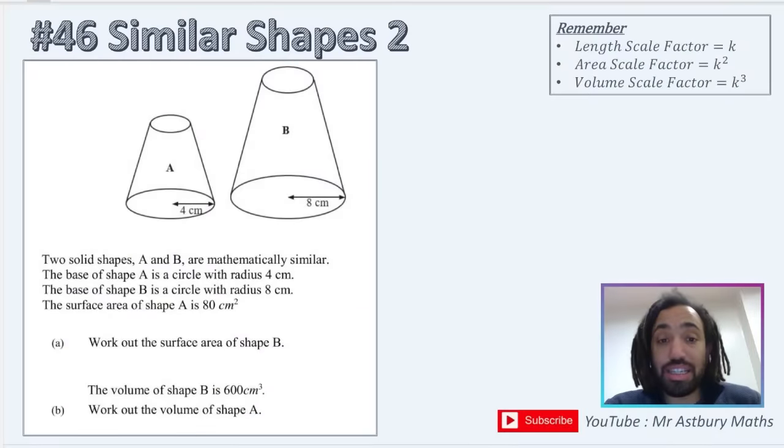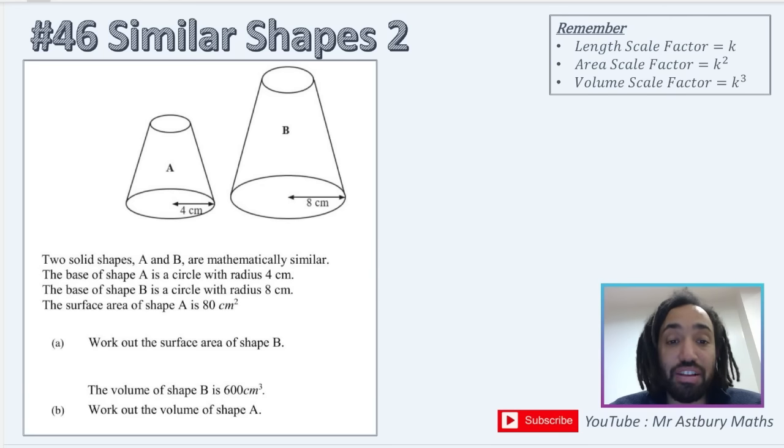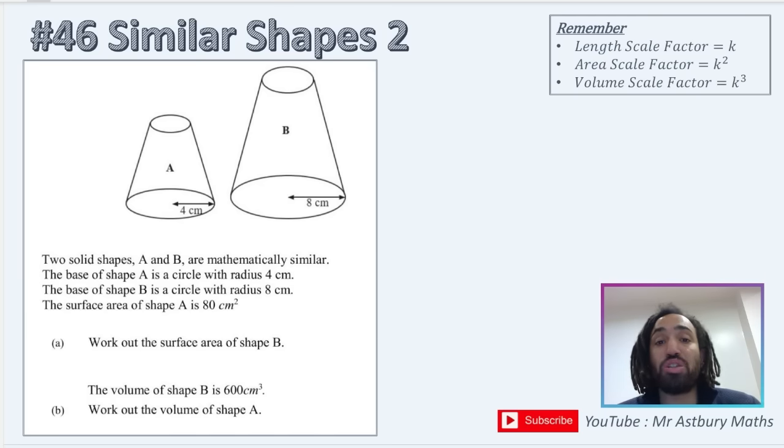Number 46 is similar shapes too. So important that you remember that the length scale factor, if we call it K, then the area scale factor is K squared, and the volume scale factor is K cubed, and you can move between them by squaring, cubing, or square rooting, or cube rooting. Okay, let's get into this question.